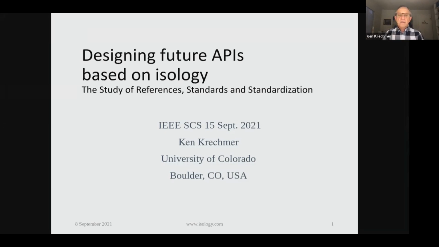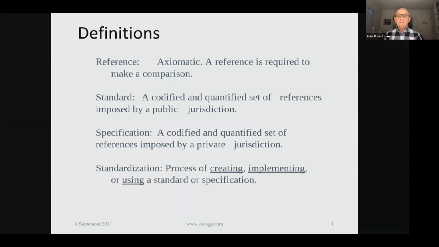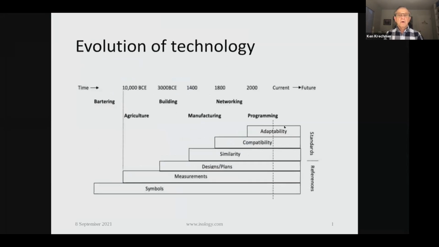So this, all right, next screen, please. Next screen. Hello, Joseph? Yeah. Hello. You're not seeing the screen? Okay, there we go.